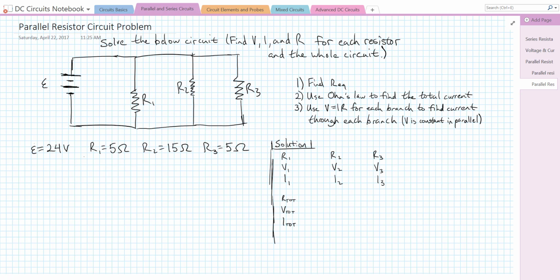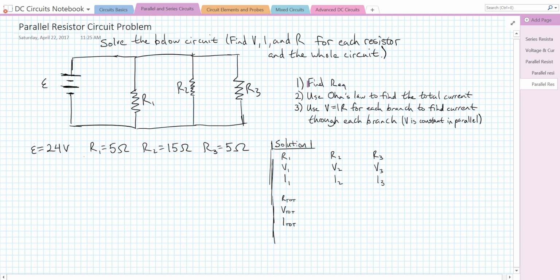In this video, we're going to use what we know about parallel circuits, voltage, current, and resistances in parallel to solve an entire parallel circuit. Here we have a parallel circuit. We have a source of EMF in parallel with R1, R2, and R3. And here's our EMF. This is R1, 5 ohms. R2 is 15 ohms. And R3 is also 5 ohms.